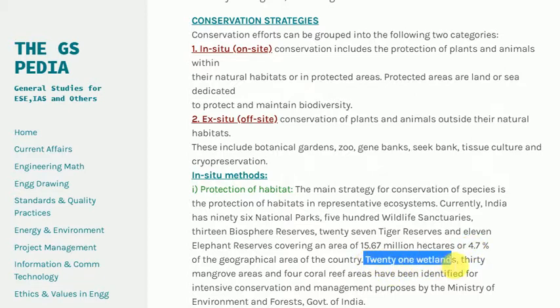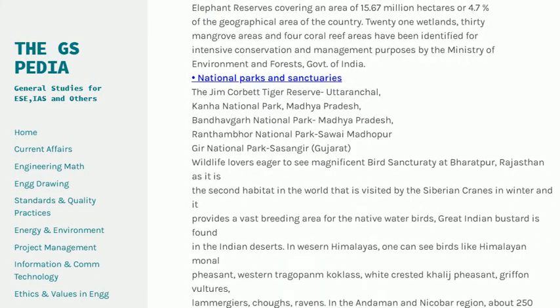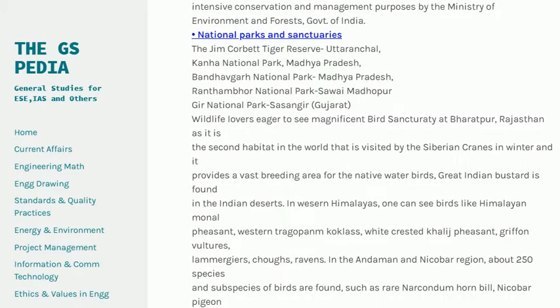21 wetlands, 30 mangrove areas, and 4 coral reef areas have been identified for intensive conservation and management purposes by the Ministry of Environment and Forests, Government of India. National parks and sanctuaries. The Jim Corbett Tiger Reserve at Ramnagar, Kanha National Park, Madhya Pradesh, Bandhavgarh National Park, Madhya Pradesh, Ranthambore National Park, Sawai Madhopur, and Gir National Park in Gujarat.